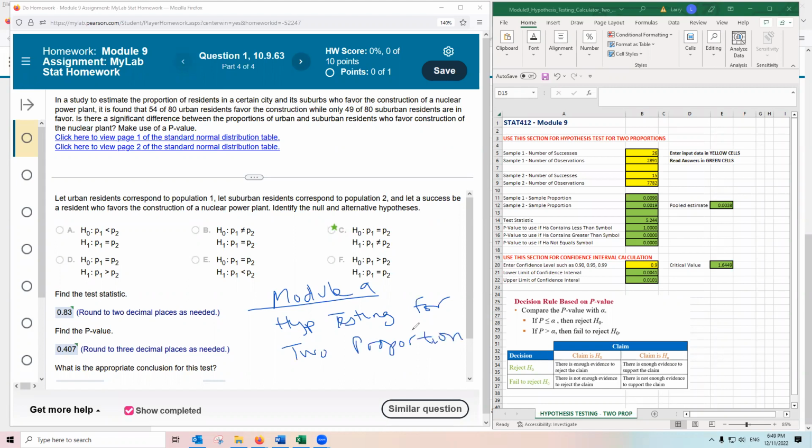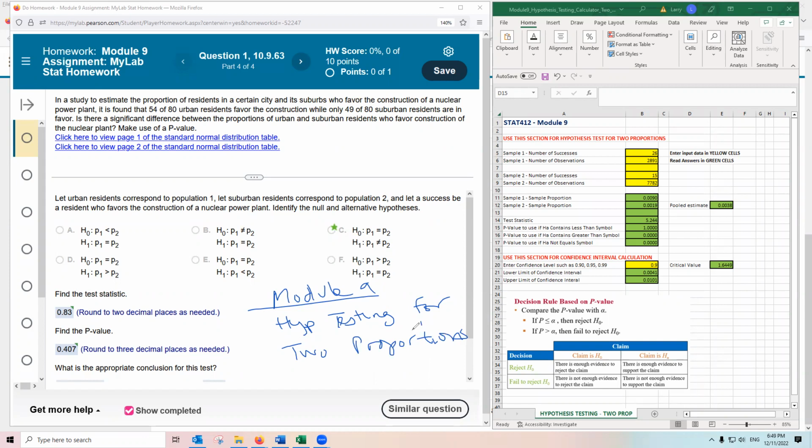A proportion is like a percentage, how many out of the total. Maybe I want to compare the percentage of smokers for males versus females. Maybe I want to compare the SAT scores for seniors versus juniors at a high school. So these are all examples where we want to compare two proportions.